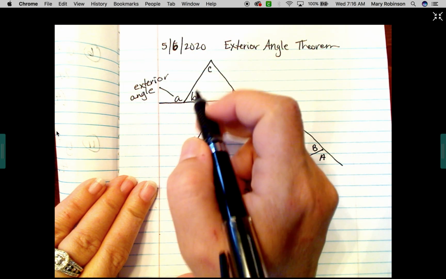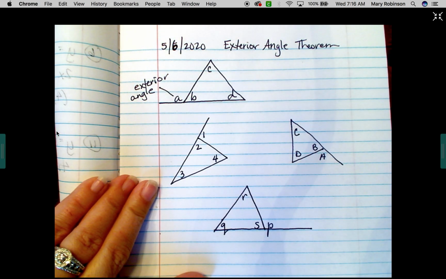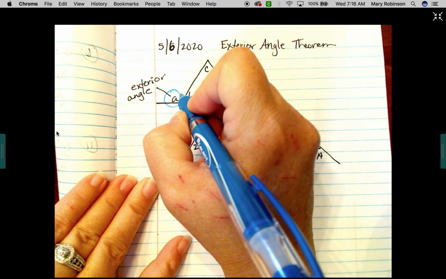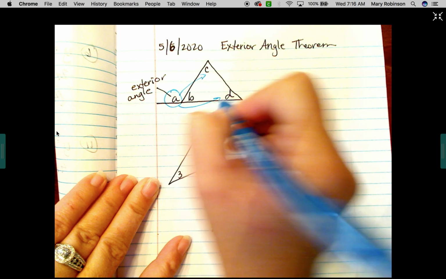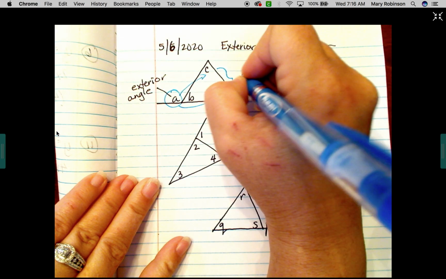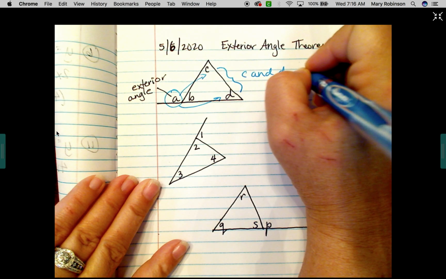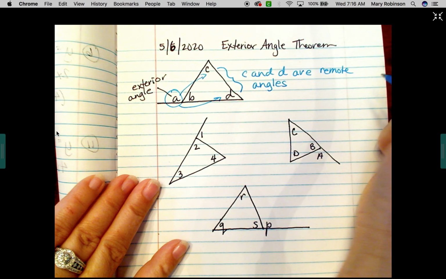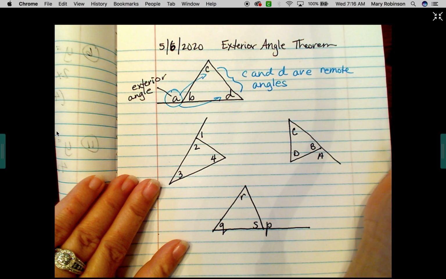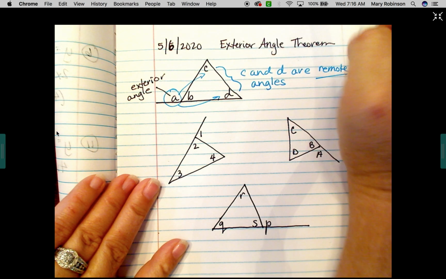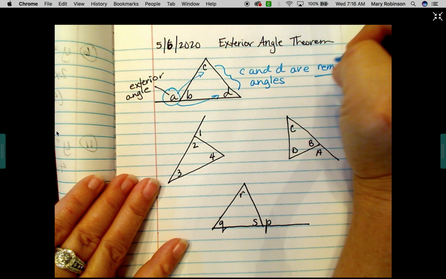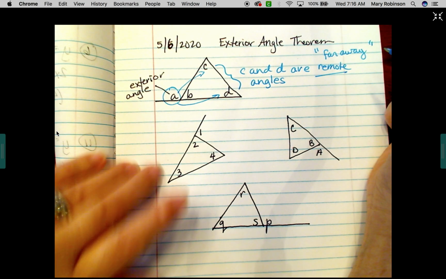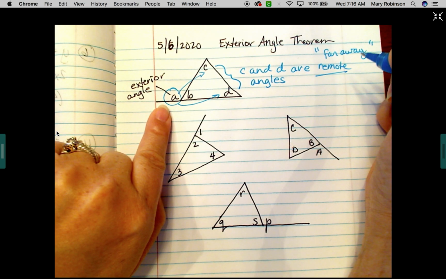But most importantly, what you need to know for today is that the measure of the exterior angle, this A, is equal to the sum of the two remote interior angles. So that means that C and D are remote angles. So notice remote. Think about remote. If you were living in some remote country, it would mean far away. So think about the angles that are farther away from the exterior angle.